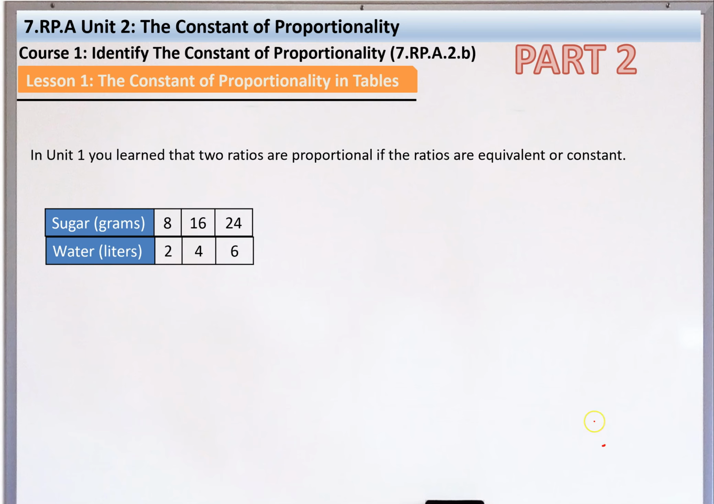Hello and welcome back. This is part 2 to our lesson on finding the constant of proportionality in tables. I went back to the first slide just so we can review before we go on to part 2.